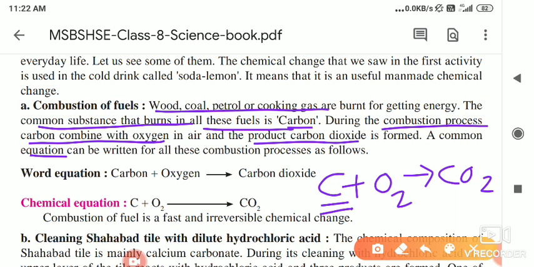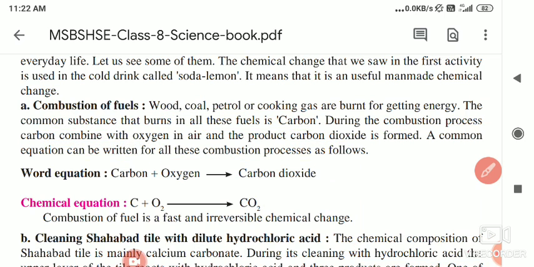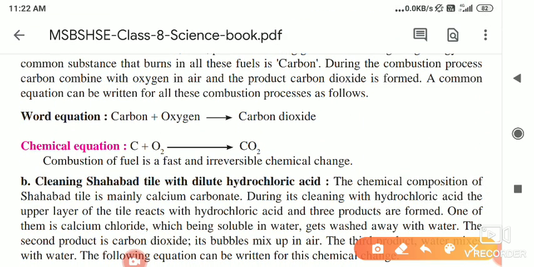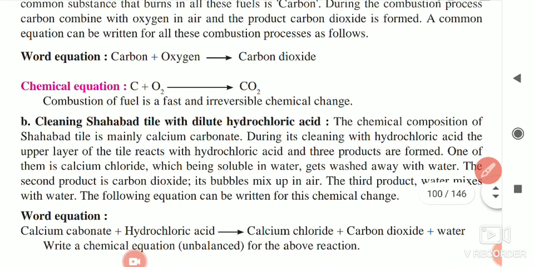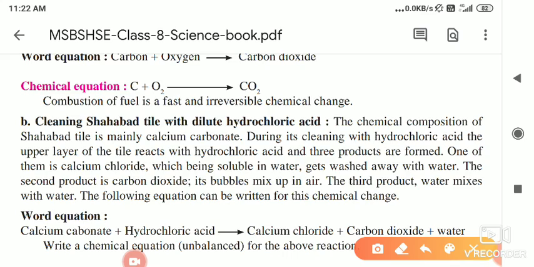The common equation for all these combustion processes is as follows. First of all, as I told you before, we have to write the word equation. Carbon when combined with oxygen forms carbon dioxide. The chemical formula of carbon is C. Oxygen is always present in O2 form and it forms CO2, that is carbon dioxide. Combustion of fuel is a fast and irreversible chemical change.